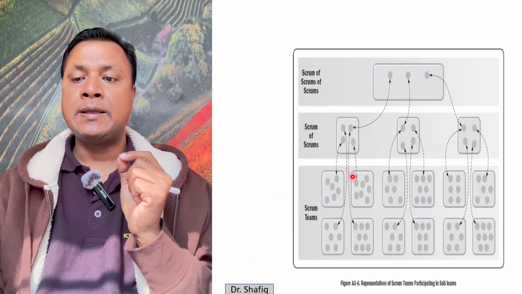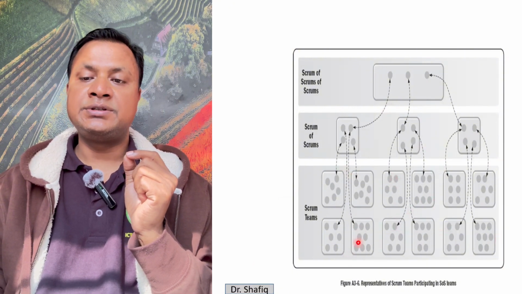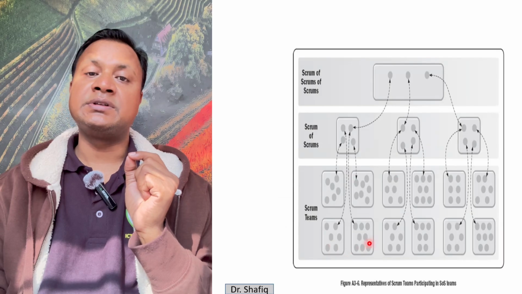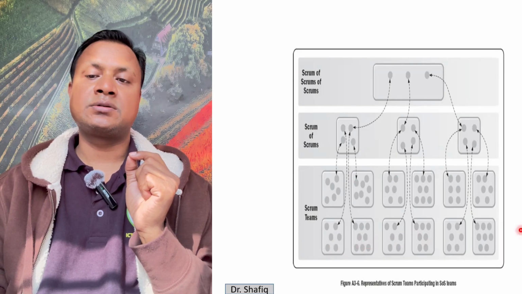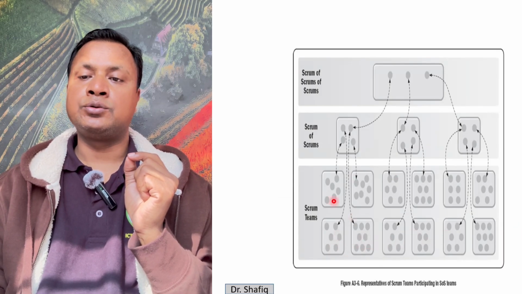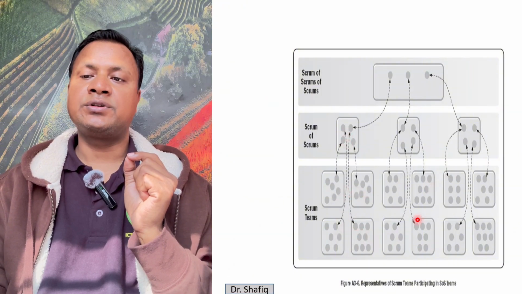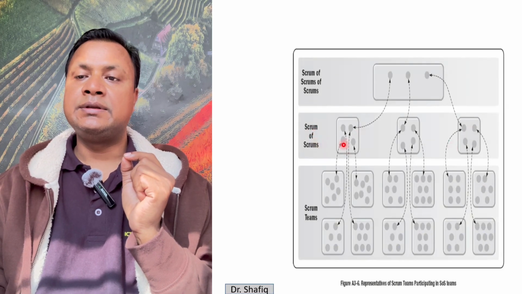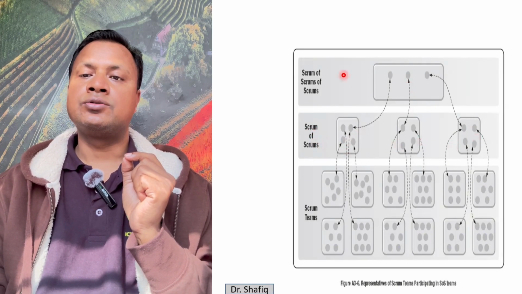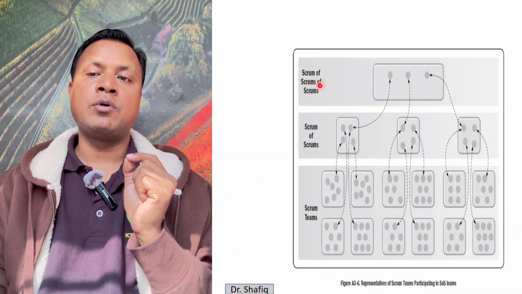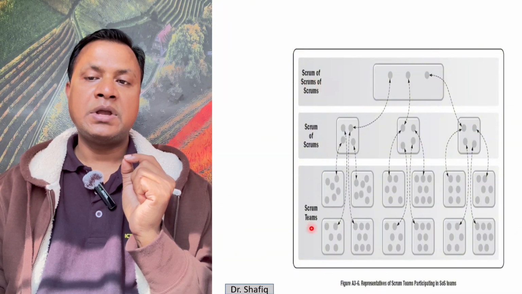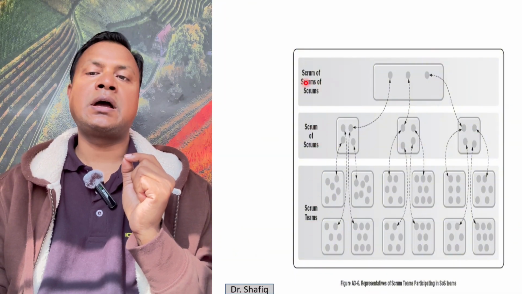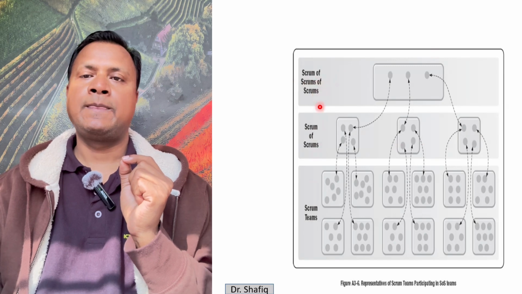You can understand here that you have many Scrums. This is one Scrum, this is another Scrum, this is another Scrum. These are the single Scrums. So they are connecting into this, and this 4 is connected to this 4, which is connected to this 4. So this is called Scrum of Scrums. And then these 3 are connected to this. So this is actually Scrum of Scrums.